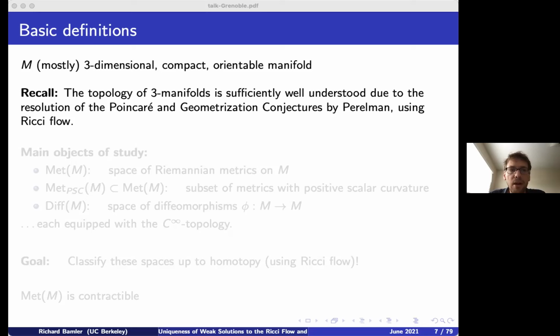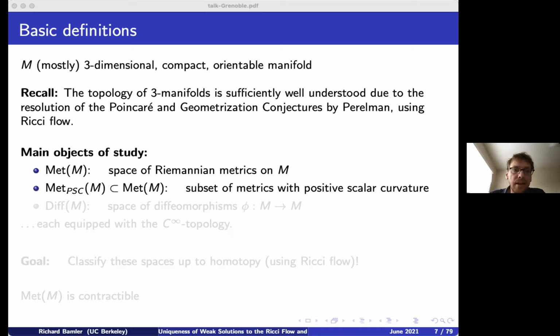If we want to continue doing topology of three manifolds, we'll have to study objects that are built upon given three manifolds. The main objects that I want to study in this class are the following. First of all, I want to study the space of all Riemannian metrics on a smooth three manifold, and I'll denote this by Met(M). This is just the space of all possible Riemannian metrics on M. Then I'll also be interested in the subset of all those metrics that have positive scalar curvature. That's still a very big subset potentially. And I'll also be interested in the diffeomorphism group of M, which is the space of all diffeomorphisms from M to M.